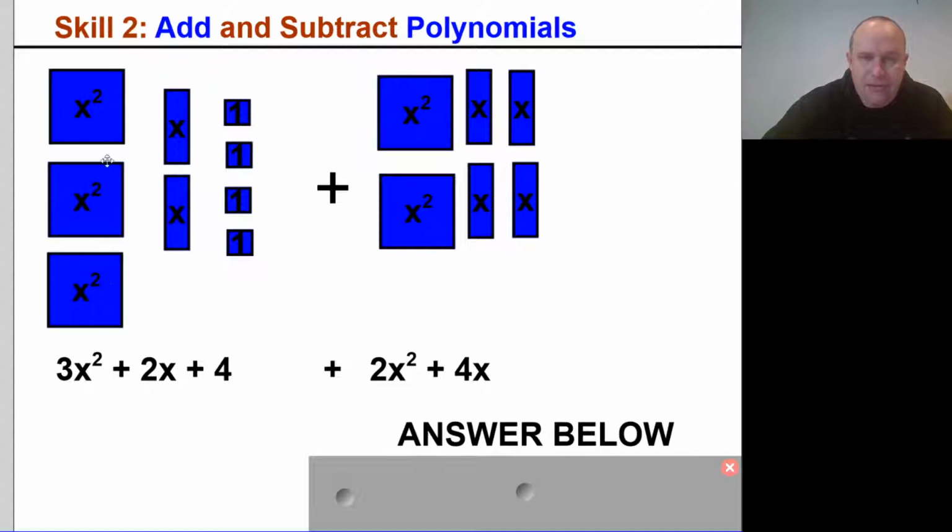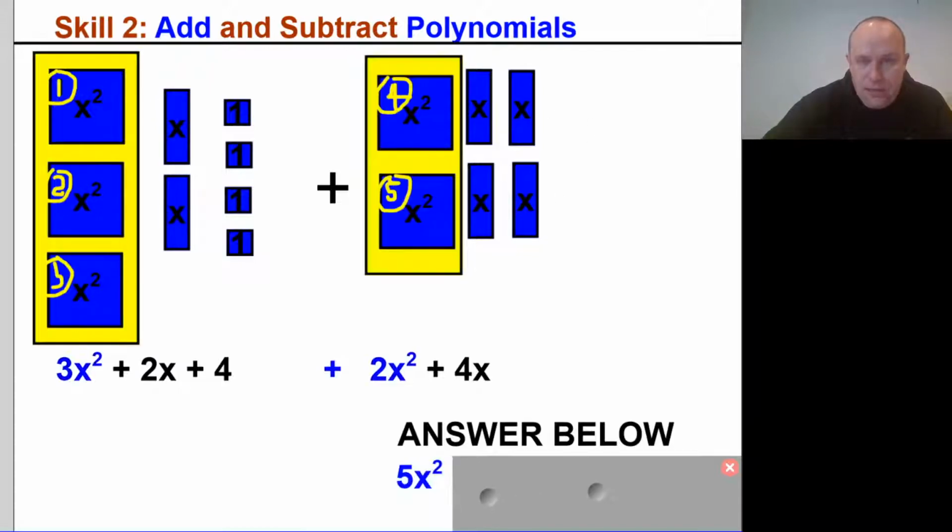So it's that idea of looking for things that are like terms. Certainly we have big squares, rectangles and little squares, and we have similar things over here. So it's reminding ourselves that we can only combine things that are essentially the same here. So on my big squares, and you can see that I highlighted them all here, I have 3 here and I'm going to add 2 more on this side, so 4 and 5. So I would get 5x squared.